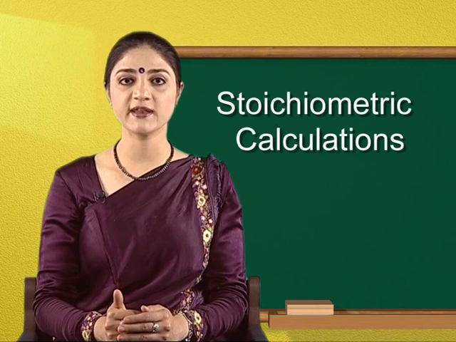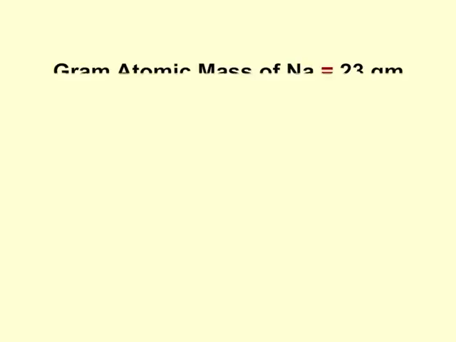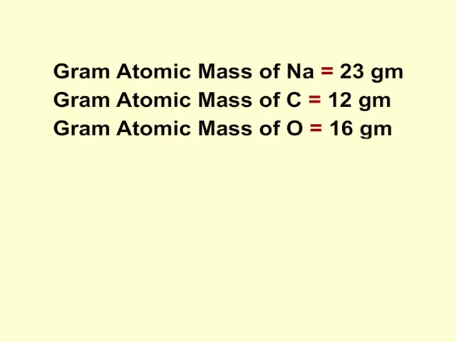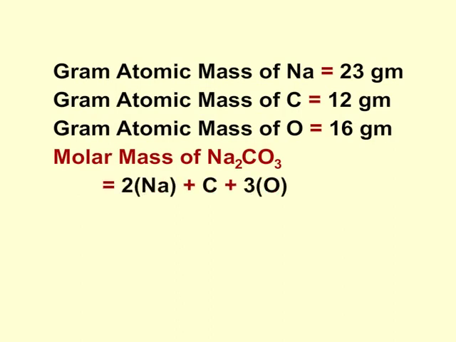Let us discuss molarity with the help of an example. Let's calculate molar mass of sodium carbonate. Gram atomic mass of sodium is 23 grams. Gram atomic mass of carbon is 12 grams. And gram atomic mass of oxygen is 16 grams. Molar mass of sodium carbonate is equal to 2 multiplied by atomic mass of sodium plus atomic mass of carbon plus 3 multiplied by atomic mass of oxygen.